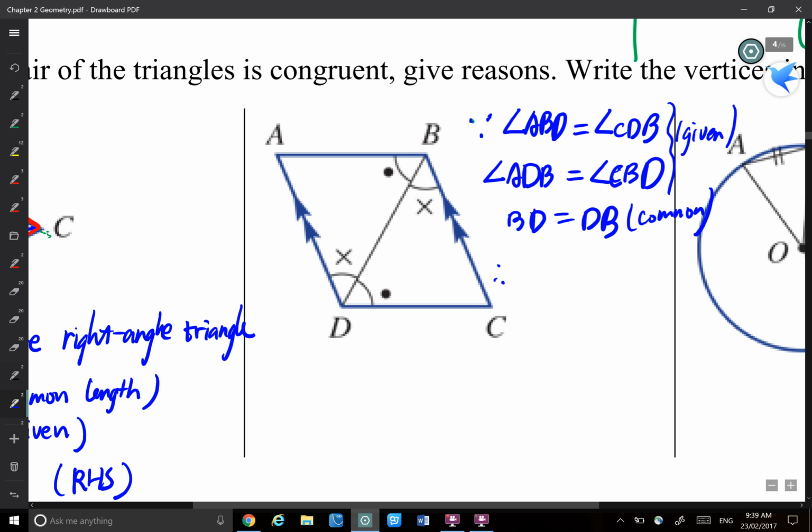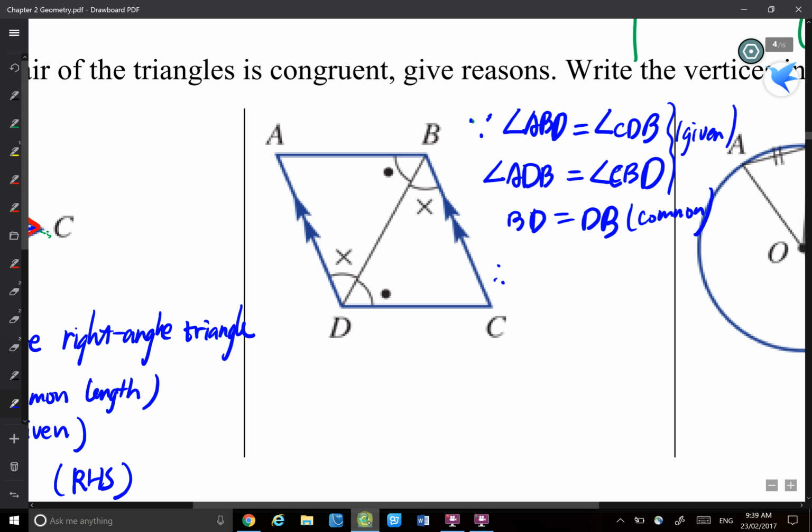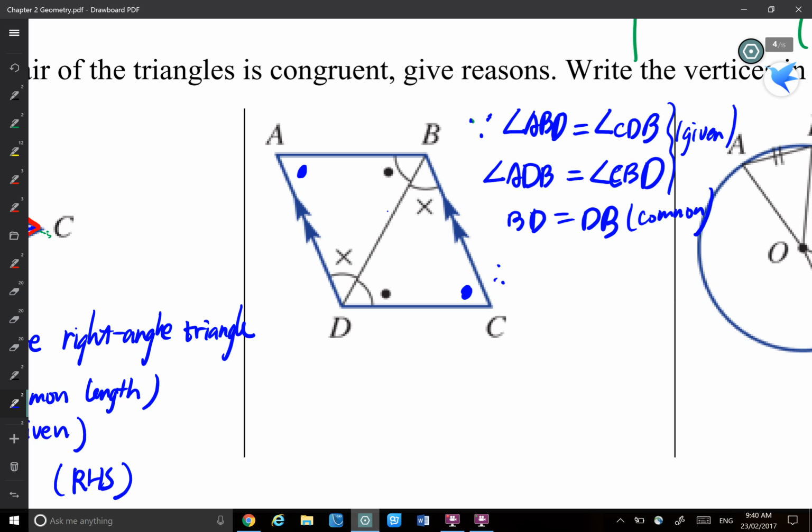So the triangles must be congruent because of AAS: two angles and one side. The side is fine, because this cross equals this one, and this dot equals this one, therefore this one must equal this one. And BD is opposite to A and also opposite to C, so that's the corresponding side. So they must be congruent.